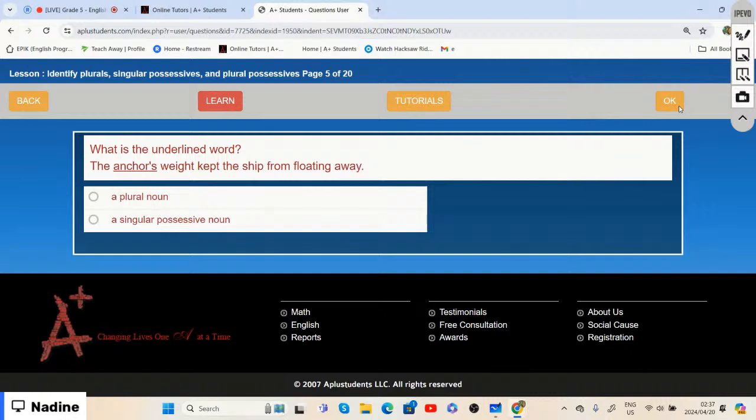All right. So the anchor's weight kept the ship from floating away. I think they're giving us this one again, for the second time. I think it's probably to test us to see if we are focused. So the anchor's weight kept the ship from floating away.